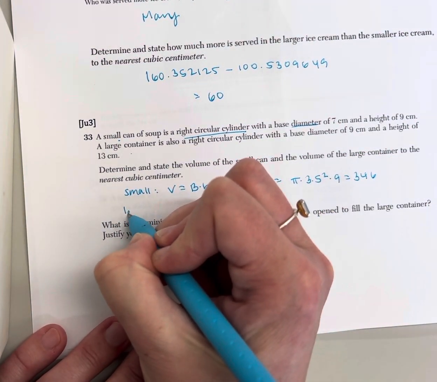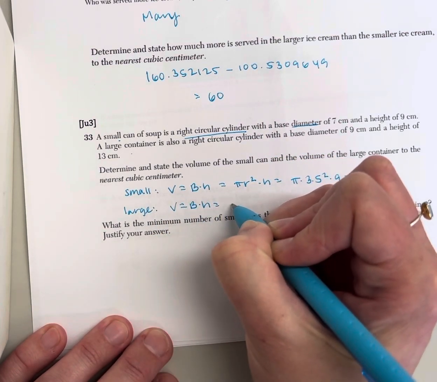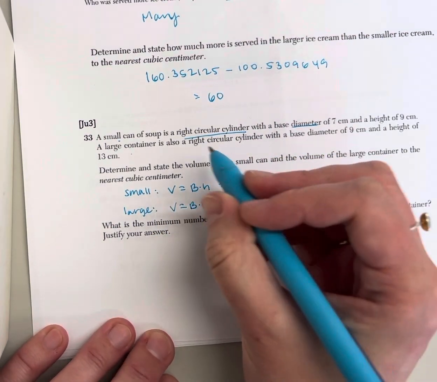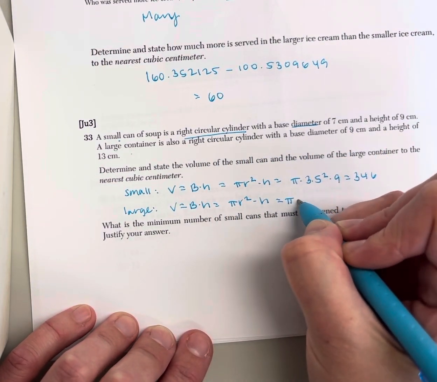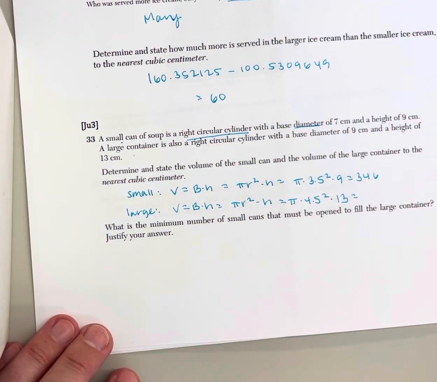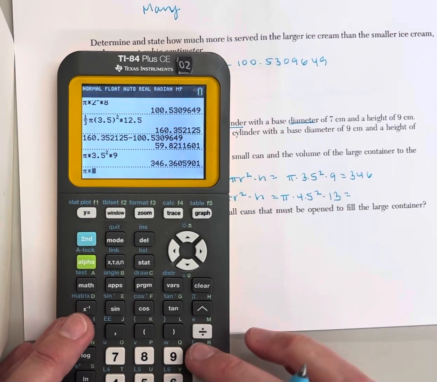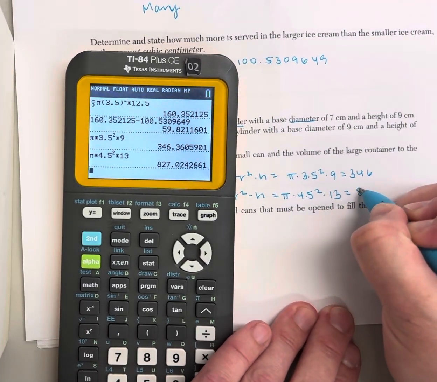And then the large container is same thing, pi r squared h. The base diameter is 9, so that means the radius is 4.5, and the height is 13. So pi times 4.5 squared times 13. 827.